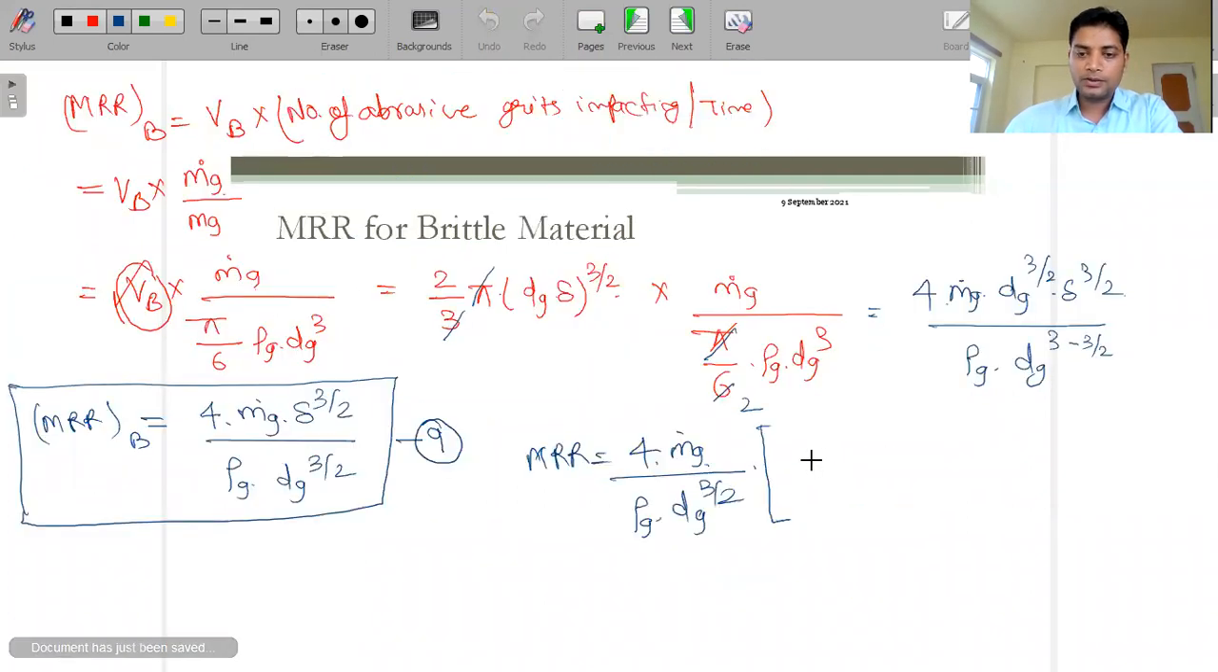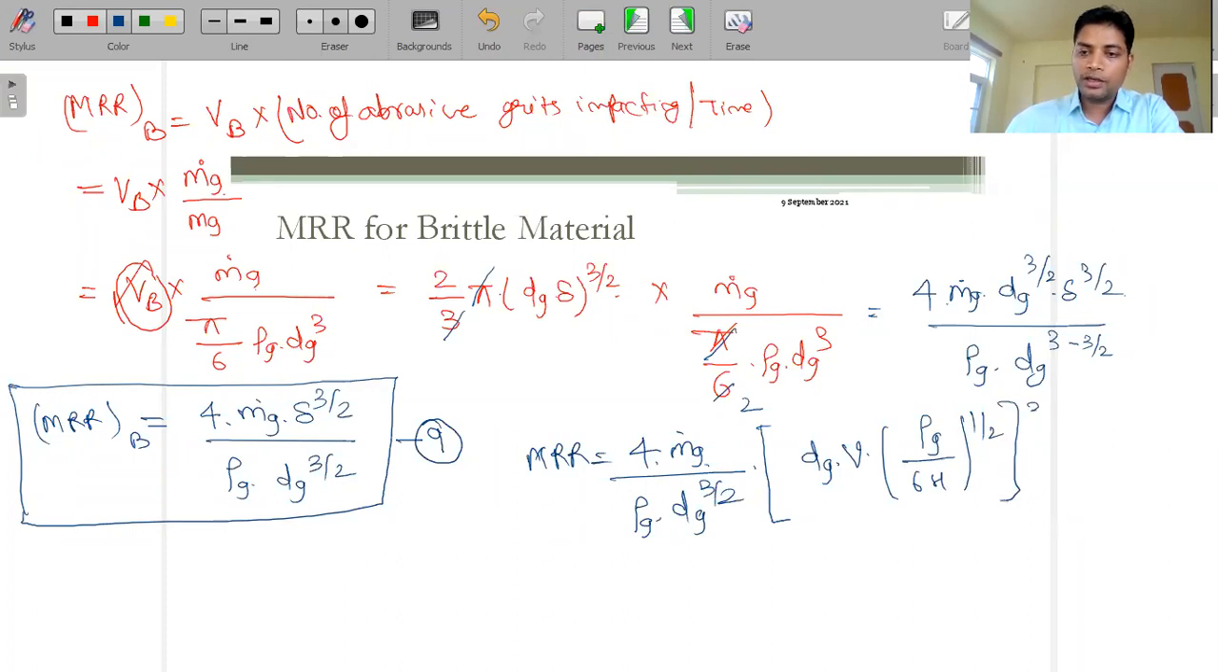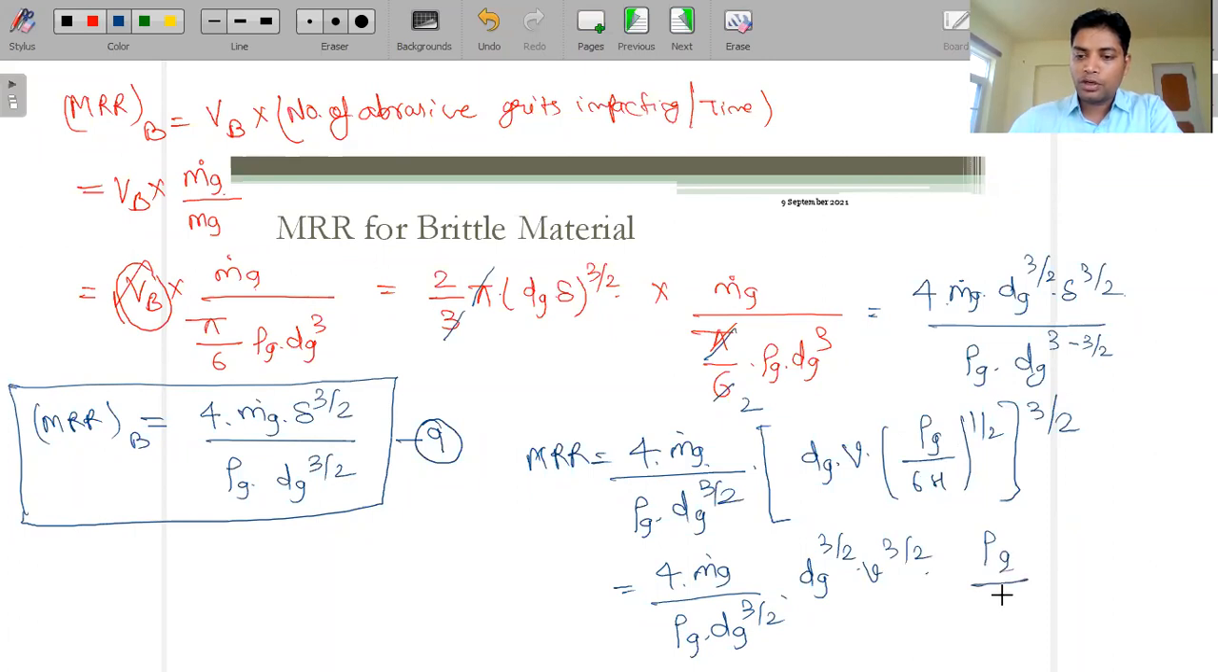So when you put this delta, this will be dg into v into rho g by 6h, whole raised to 1 by 2, raised to 3 by 2. So just multiply this 3 by 2 inside. When you multiply, it will become 4 into m dot g upon rho g into dg raised to 3 by 2. Now when you take it inside, this will be dg raised to 3 by 2, v raised to 3 by 2, and rho g upon 6h raised to 1 by 2 into 3 by 2, so this will become 3 by 4. Okay guys, now this term and this term will be eliminated because both are the same.